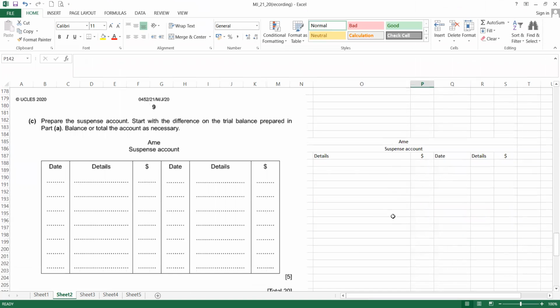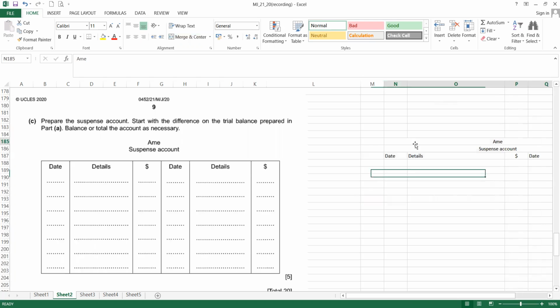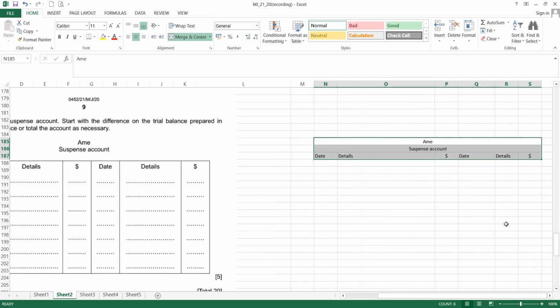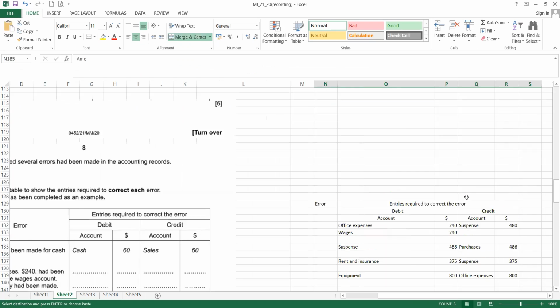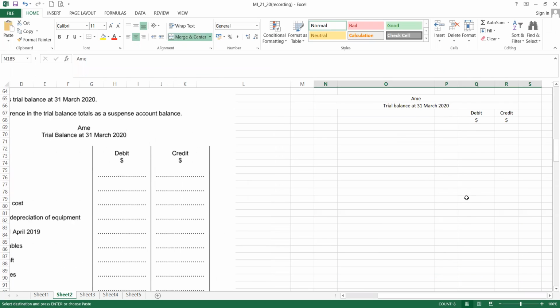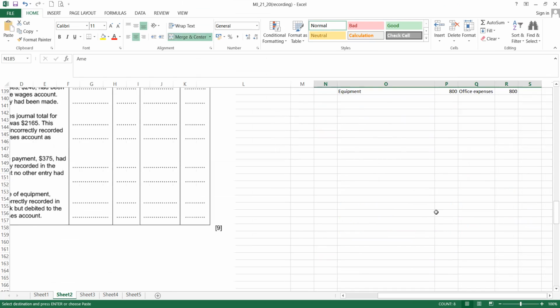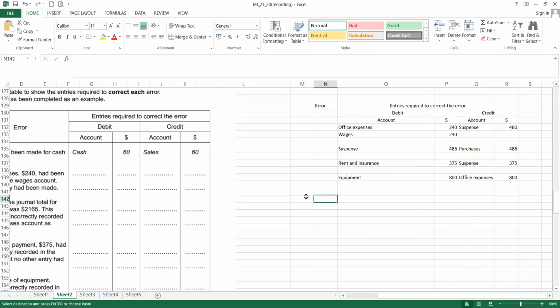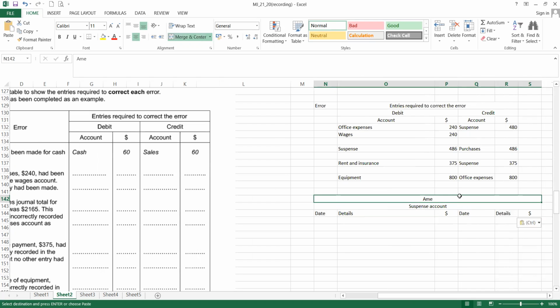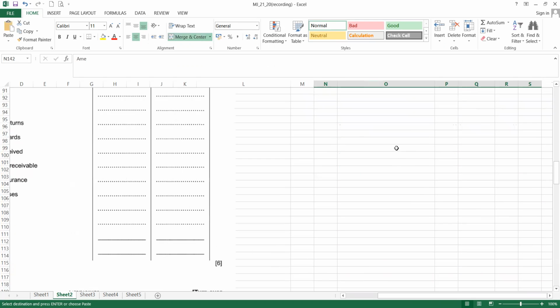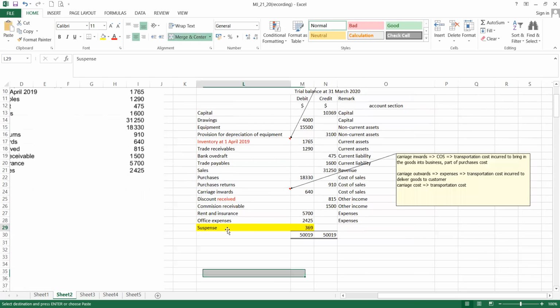Okay, now let's continue. Here they ask to prepare the suspense account. Start with the difference on the trial balance. So what is the difference on the trial balance? Let's see. Go up to the question, see what is the trial balance. I put it in here so that it is easier for me to do the recording. Let's see how much the difference is. Okay, suspense is 369 on the debit side.